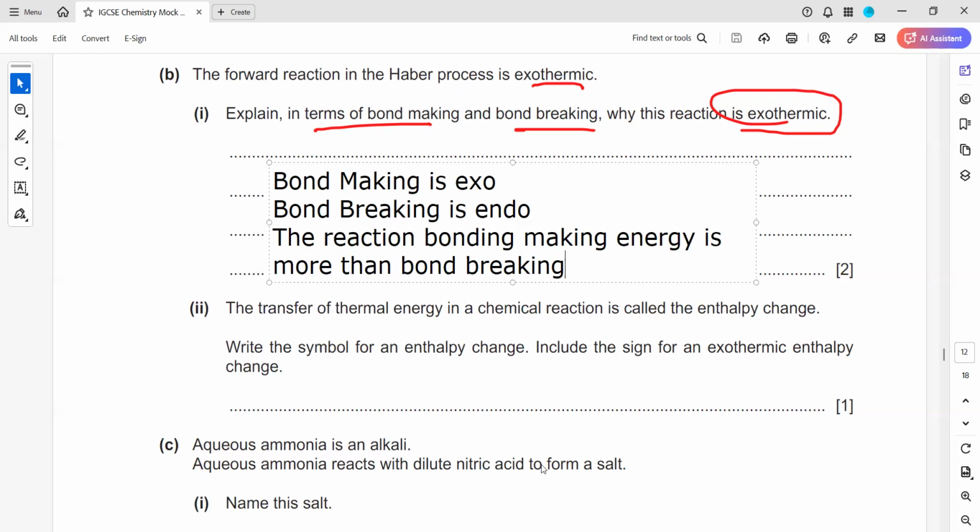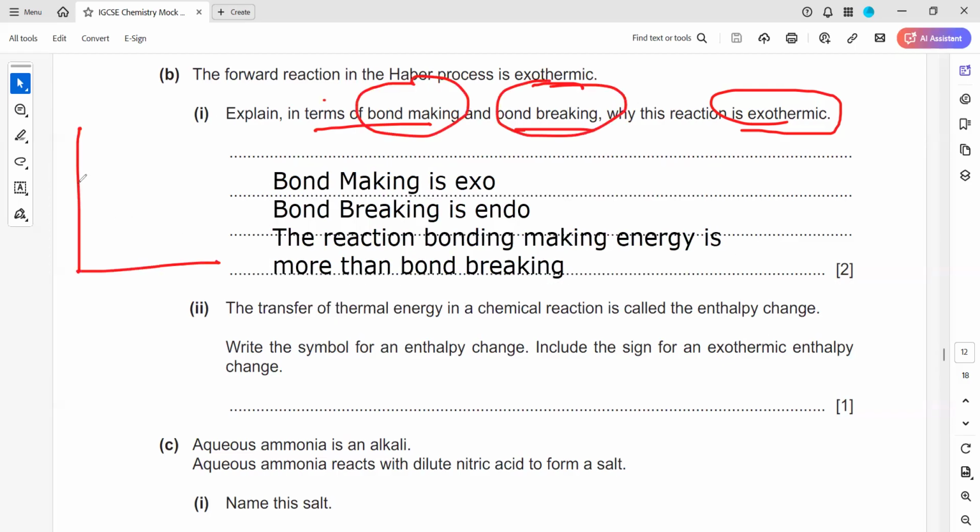I wrote this here, but there is no need to relate it, because the question says explain in terms of bond making and bond breaking. So there is no need to relate the energy of the particles, that the reactants have more energy and the products have less energy. Why don't you have to relate that point? Because they specify, explain in terms of bond making and bond breaking, so they just want your answer in these terms.